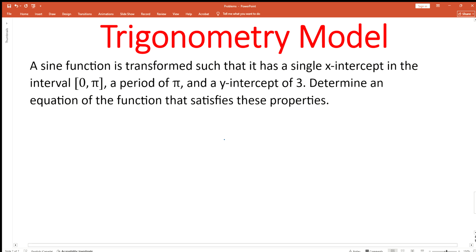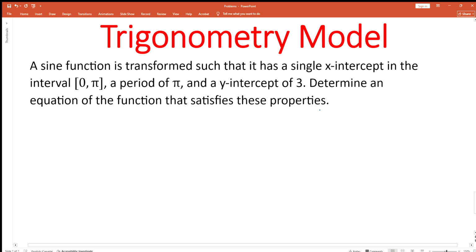In this video, we'll solve this trigonometry model problem. As per the problem, a sine function is transformed such that it has a single x-intercept in the interval 0 to pi, a period of pi, and a y-intercept of 3. Determine an equation of the function that satisfies these properties. So we have to use this given information to write the equation of this trigonometry model using the sine function.